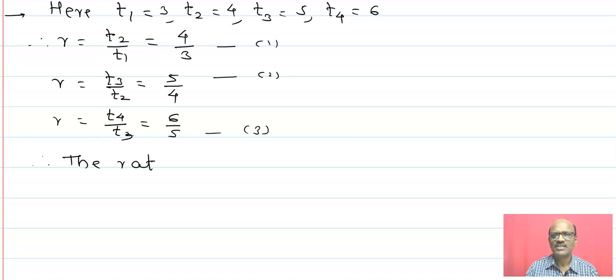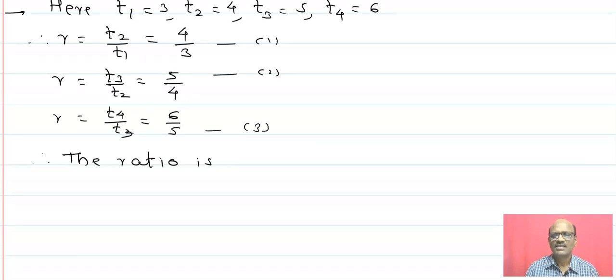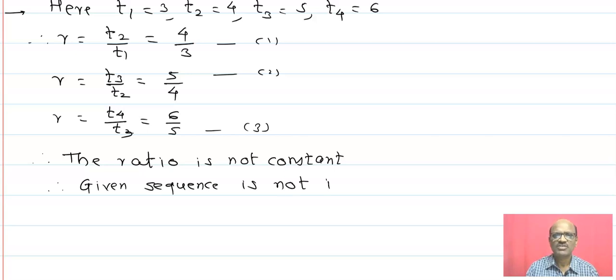From 1 to 3, the ratio is not constant. Therefore, the given sequence is not in GP. Last year you learned the arithmetic progression. In AP, the difference was constant, but here the ratio is constant. The given ratio is not constant. Therefore, it is not in GP.